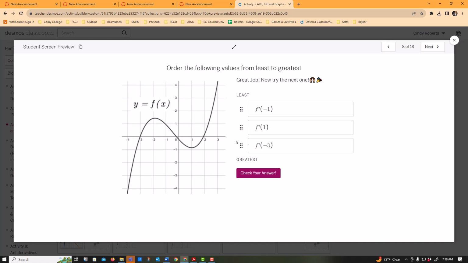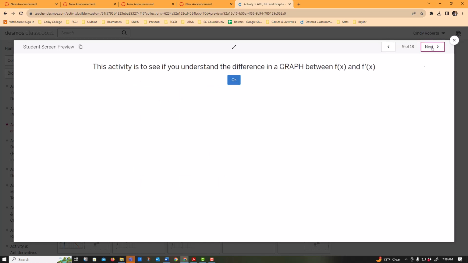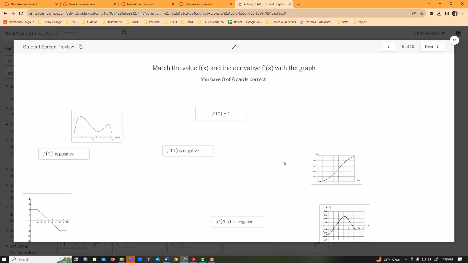So really look at these. Don't just click, click, click. Be sure you understand this means the slope of that function. So what is that function doing? Is it increasing? Is it flat, staying constant at 0, or is it decreasing? All right, let's see the difference in the graph.